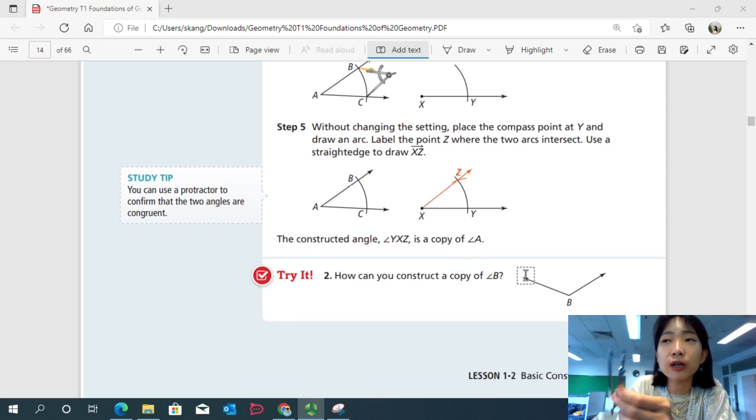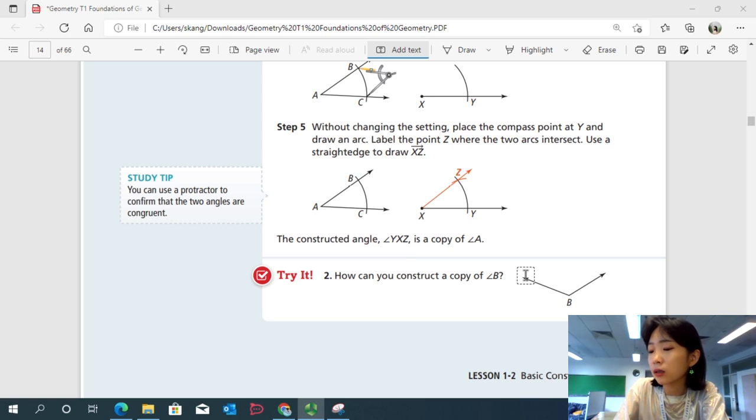Alright, now it's your turn. Try number 2. How can you construct a copy of angle B? Use the exact same steps and draw a copy of angle B. So how do you do that? Do the same thing. First step, draw a ray.